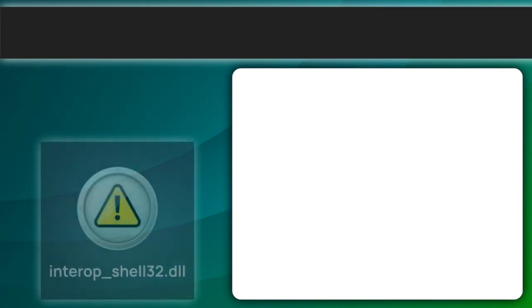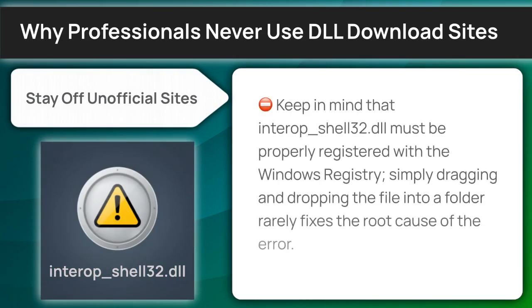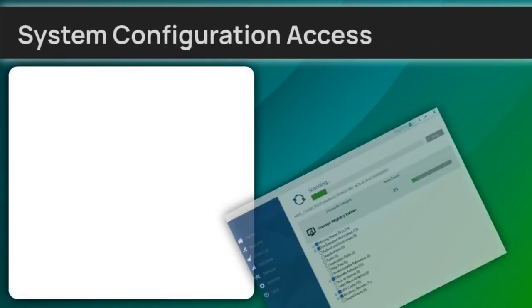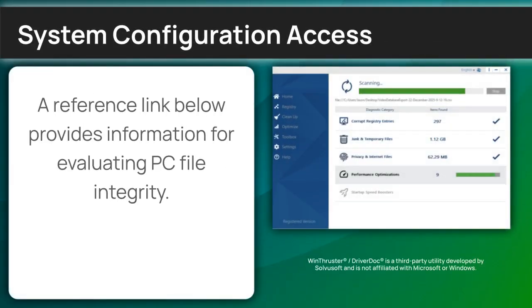I want to share a quick best practice that will help you avoid security complications in the future. Please be cautious of websites offering free downloads of Interop Shell32 Library DLL. These files are frequently the wrong version for your specific PC architecture and can introduce viruses into your sensitive system folders.